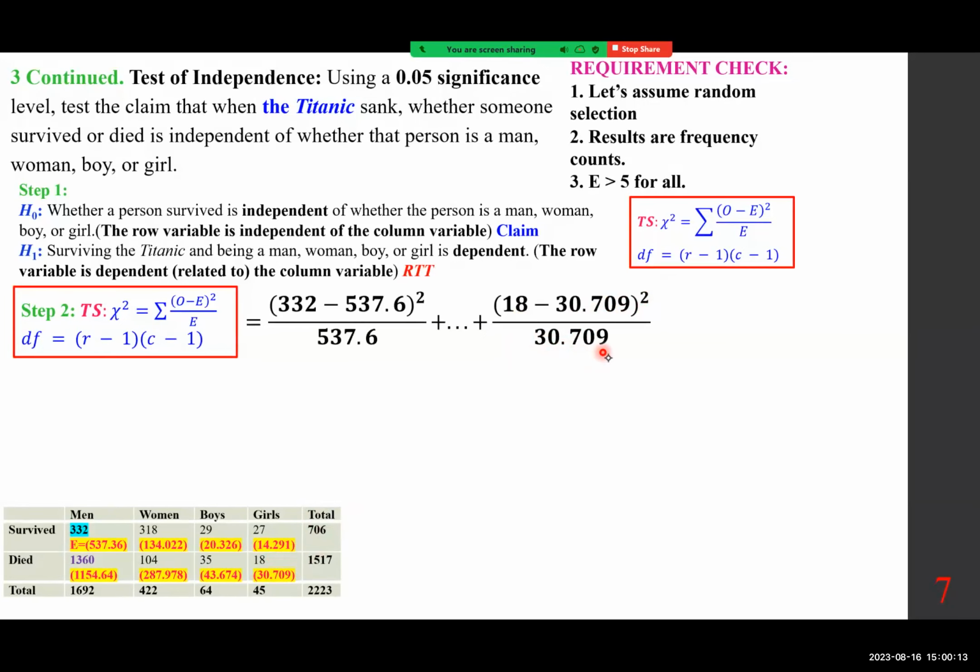Again, you don't have to do it by hand. I just wanted to show you how it's done in case. And we end up with a test statistic, which is huge, 507.084.